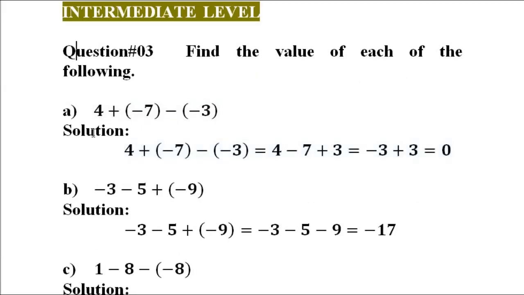Now the first part of the question is 4 plus -7 minus -3. Step 1 is to multiply the positive sign by the -7, which results in -7. Next, positive 4 and -7 gives us -3. Now the negative of a negative is positive. Finally, -3 and +3 results in 0.